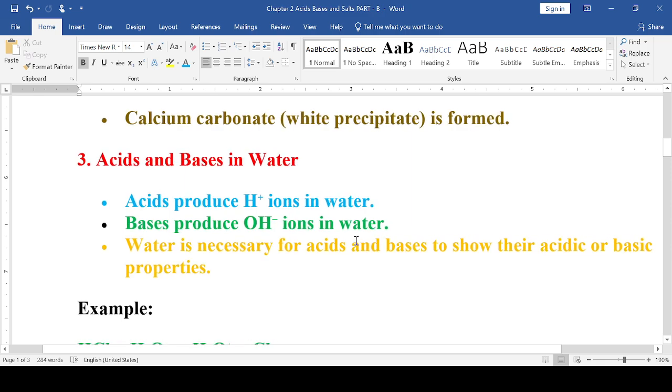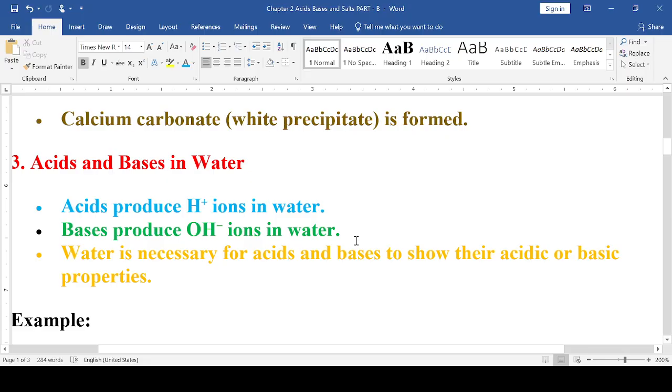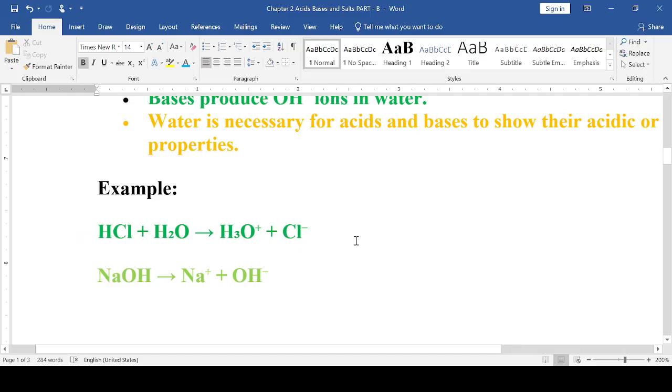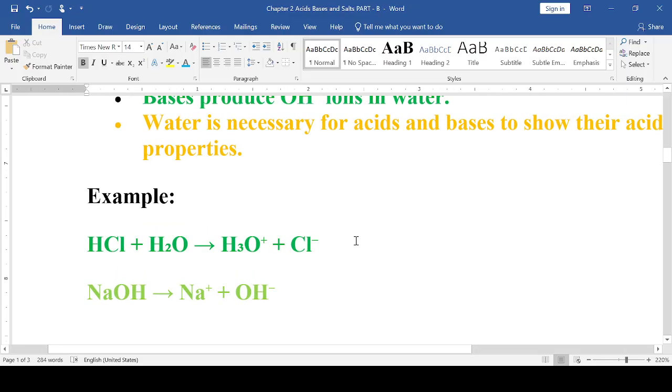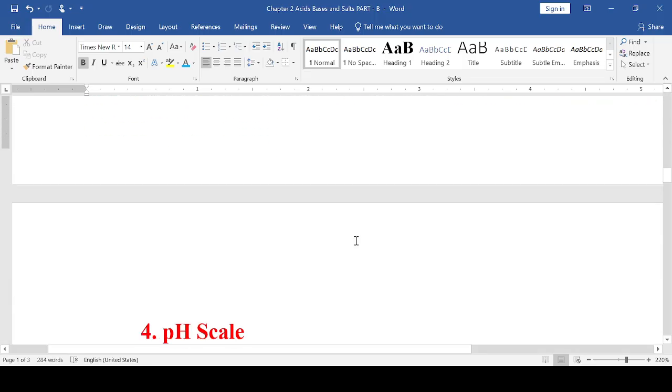Acids and bases in water. Acids will produce H plus ions. Bases will produce OH minus ions in water. Water is necessary for acids and bases. Why is it necessary? To show their properties. Example, you can see HCl plus H2O gives rise to H3O plus and Cl minus. NaOH, which is a base, gives rise to Na plus and OH minus.